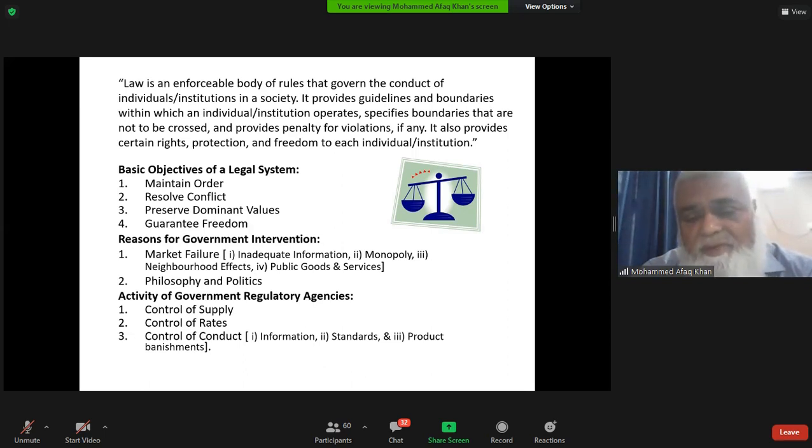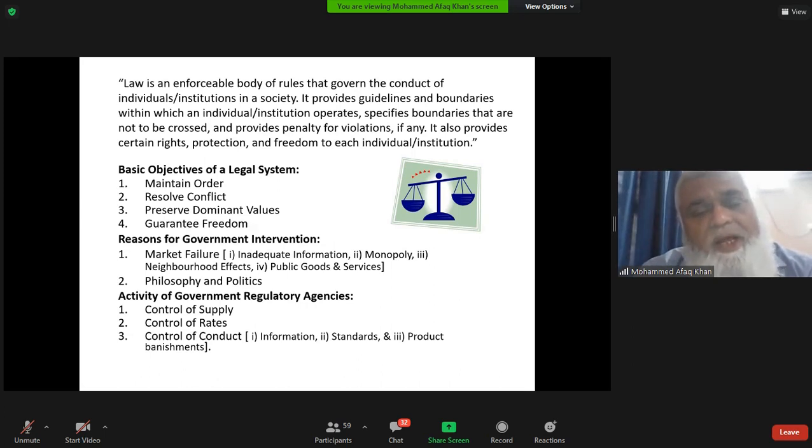For example, the public law, the law that is developed by the government, and the private law that is entered into between two persons or two organizations, or between an individual and an organization or institution. So these rules have to be observed. There is a strict compliance requirement from individuals as well as organizations to submit to these rules.